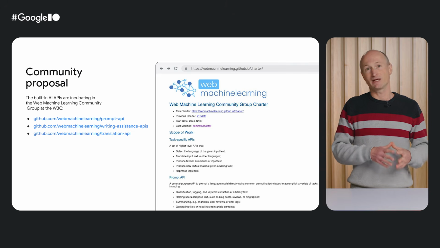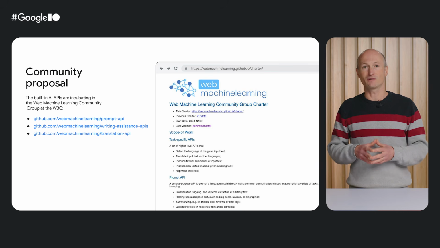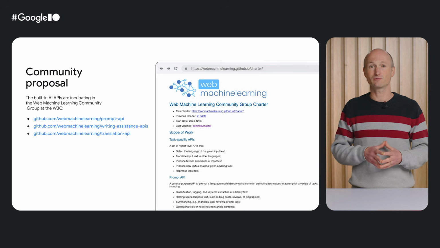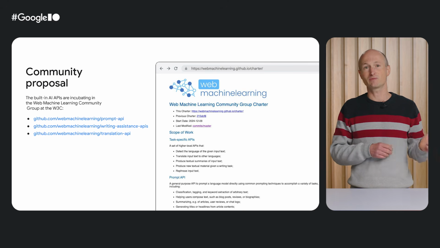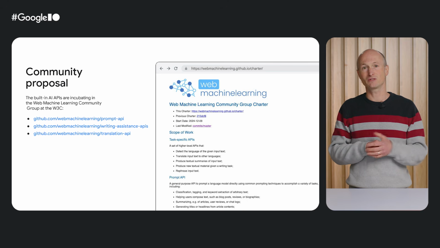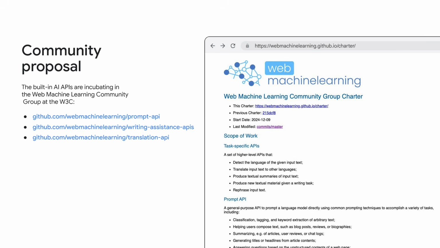These API shapes and the consistency that you just saw are also the product of the feedback the Chrome team has received from moving these API incubations into the Web Machine Learning Community Group at the W3C. All 3 API families, the Prompt API, the Writing Assistance API, and the Translation APIs, are in the charter of the Web Machine Learning Community Group, and we're working with the community and other browser vendors to make them interoperable.